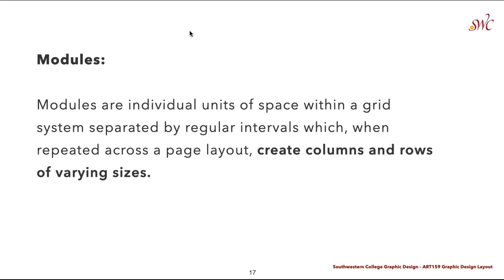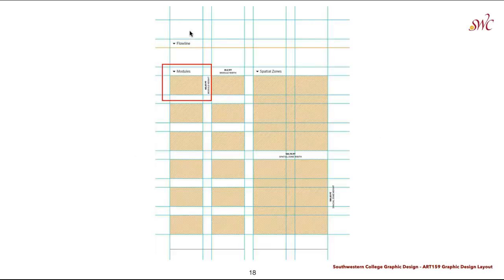Next, we're going to look at modules. Modules are going to be individual units of space within a grid separated by regular intervals, which when repeated across a page layout, create columns and rows of varying sizes. So here we can see an actual margin, a module. So from the column and the row, which we're going to talk about in a second, these different modules are created. And we've talked about this within the previous lecture as well in the grids and modularity.